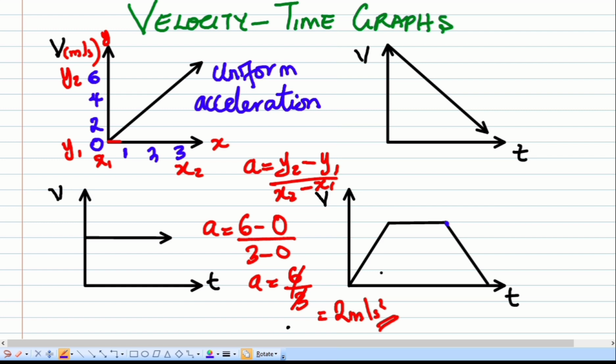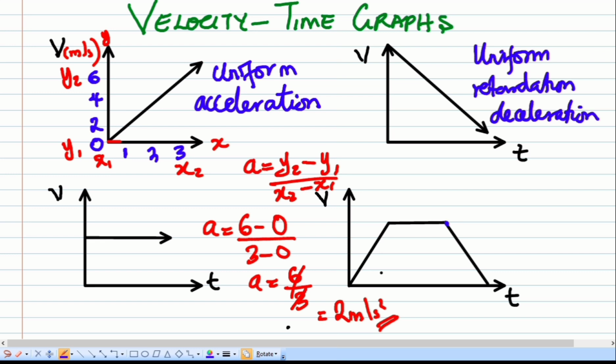So this is what we call uniform retardation, since the car is slowing down. Retardation is the opposite of acceleration. Sometimes we call it deceleration, so it's still the same thing. That's the opposite of acceleration because this car is actually slowing down.